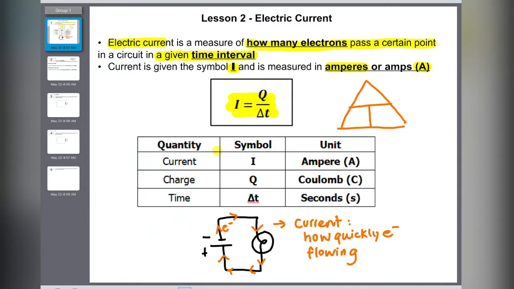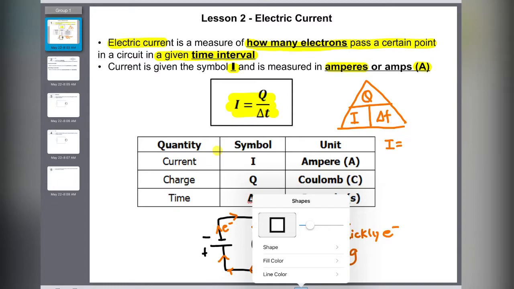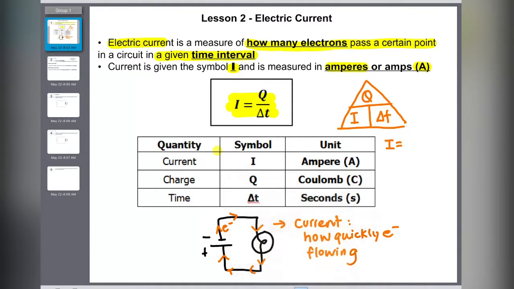Q and T, see how Q is at the top? So I would write this out like that. That means there are three different ways you can solve for it. They can ask for I. If they ask for I, remember how we said we would cover it up? I would cover the I up, and notice Q is at the top and T is at the bottom. So the equation is Q divided by T.